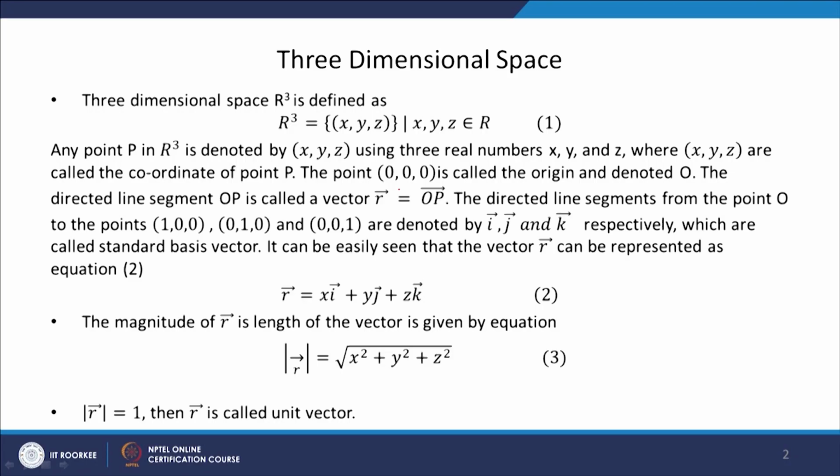So, first let us introduce some basic notations and definitions. The 3-dimensional space R3 is the set of all 3-tuples x, y, z, where x, y, z are real numbers. The space R3 is denoted by this.